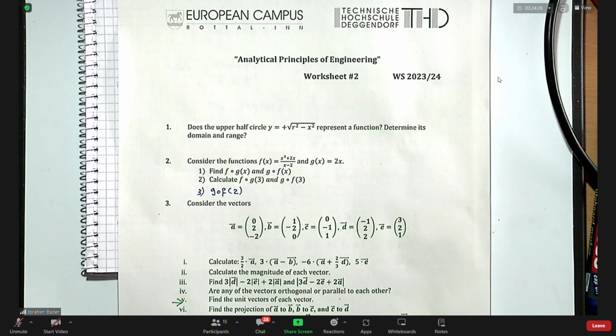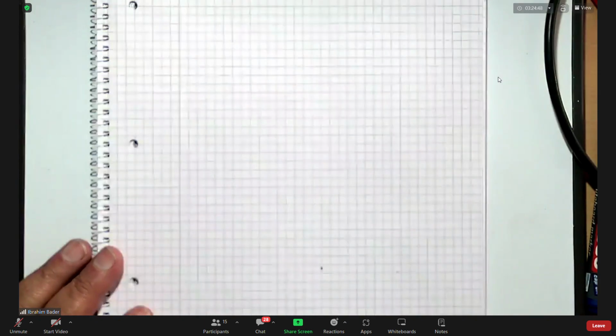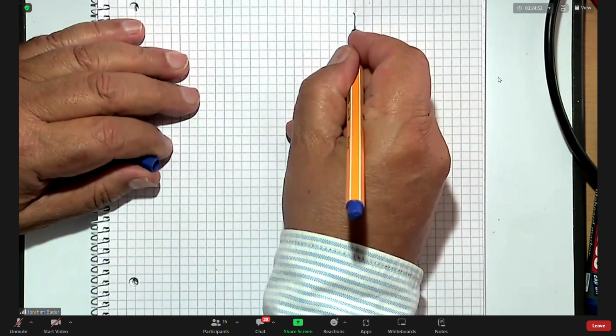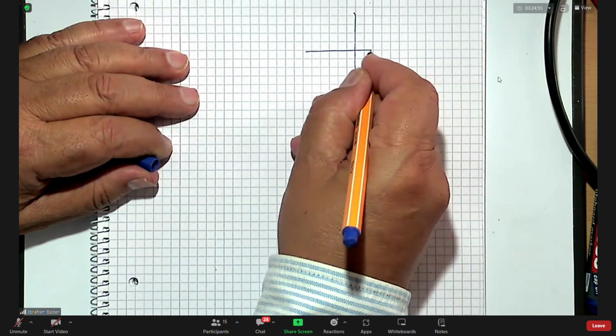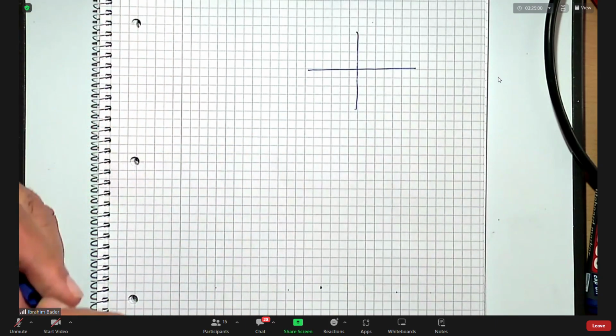Okay, let's solve number one together. This is a half circle, right? Guys in the back, if you just pay attention a little bit. Question number one: half a circle, is it a function? So this is a circle with the upper half.